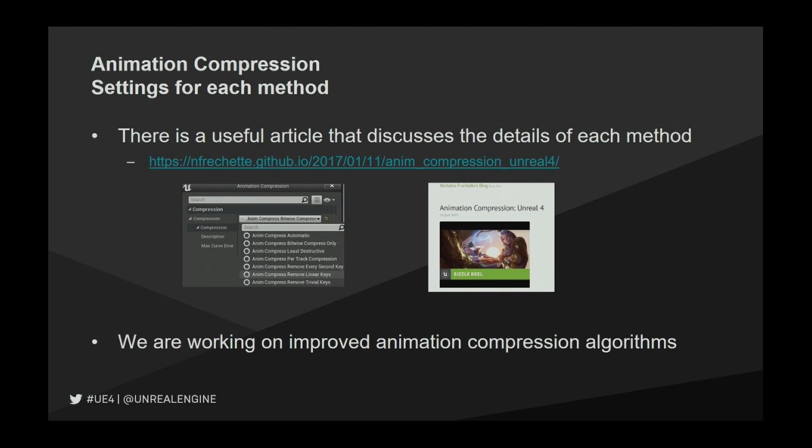There are a lot of different animation compression options, different methods in UE4, and there's a great overview of them in Nicholas Frichette's blog. I have a link here. We have been working with Nicholas to identify areas to improve UE4's animation compression, and he's currently planning on releasing his own animation compression library as a plugin for Unreal Engine on the marketplace for 4.22, and he wants to do that in a way that all Unreal Engine developers can use it for free.